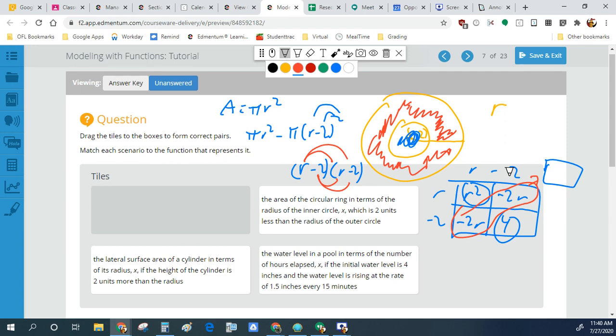And then what you do here is you're going to add these two that I circled, and that's going to make negative 4r. So then this becomes r squared minus 4r plus 4. Does that make sense, guys? And this is times pi, because we still have to multiply this by pi. So we have pi r squared minus 4 pi r plus 4.